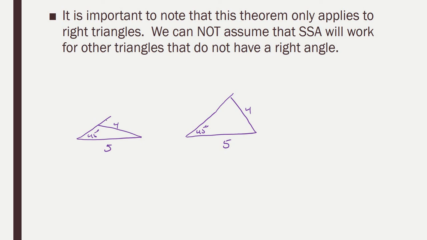So you can see that on these 2 triangles, we do have a side and an angle that are congruent, but the triangles are not. We'll talk about this more in class, but that's it. Hypotenuse leg theorem for a right triangle.